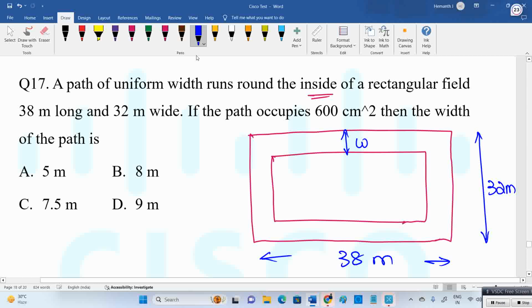And the path area is given. You have to calculate the width of the path. Good question, actually. Sometimes they'll give the width. If the width is given, it's an easy question. This is called the path area. This marked region is what is the path area.